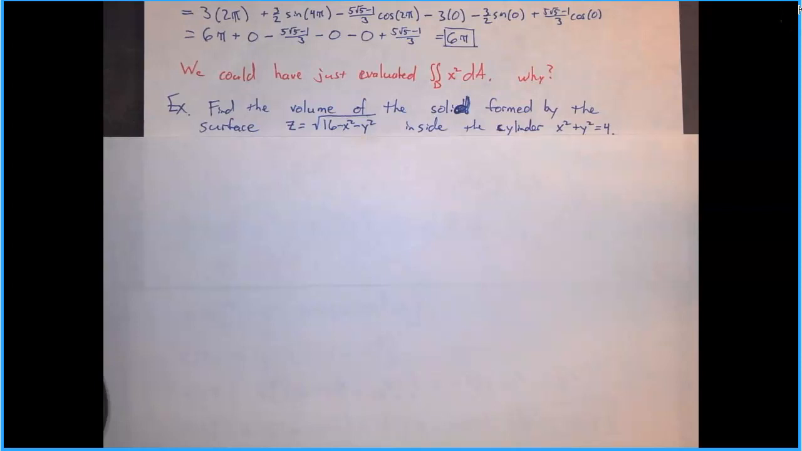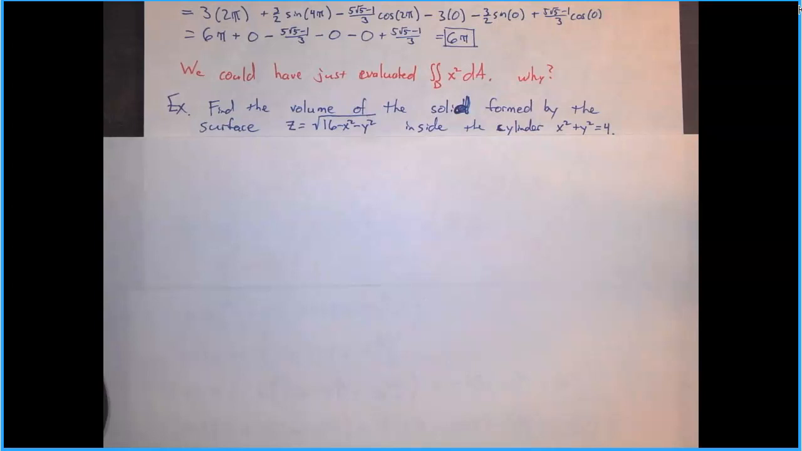Hi everybody, welcome back. We're going to continue to take a look at double integrals and polar coordinates. In this video we're just going to look at a couple of examples. So the first example is here: find the volume of a solid formed by the surface z equals the square root of 16 minus x squared minus y squared inside the cylinder x squared plus y squared equals 4.